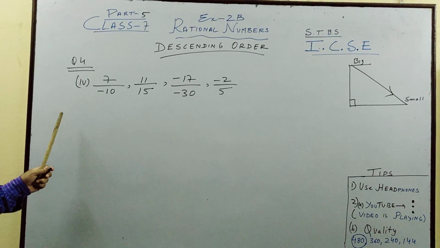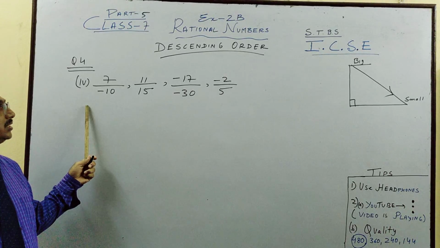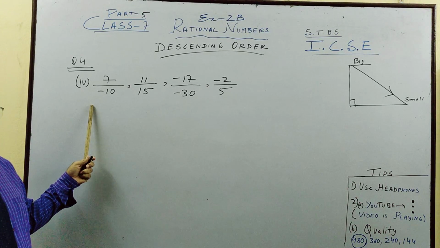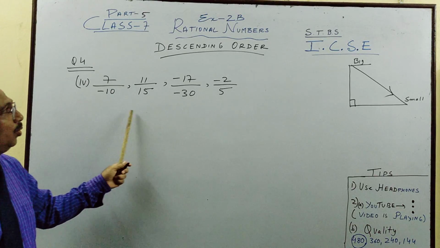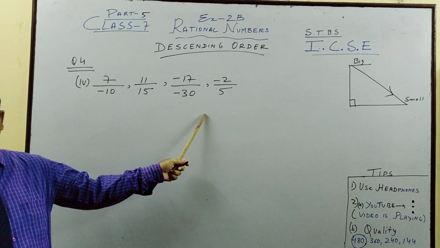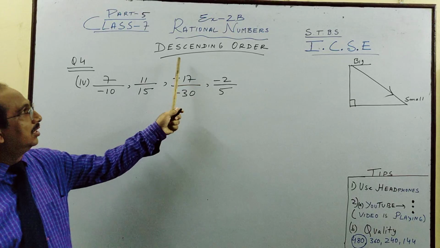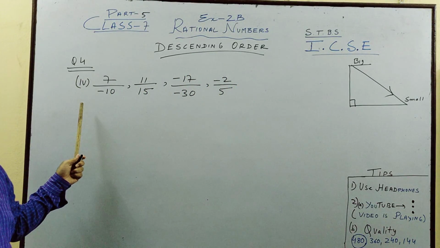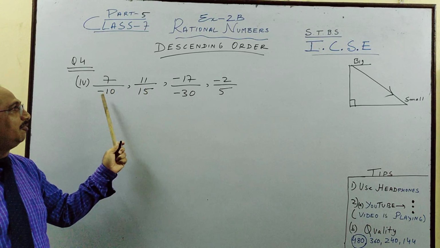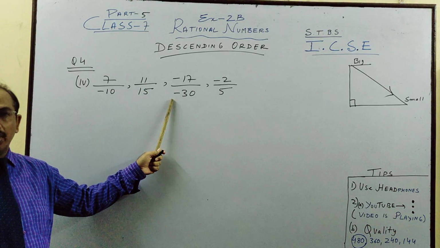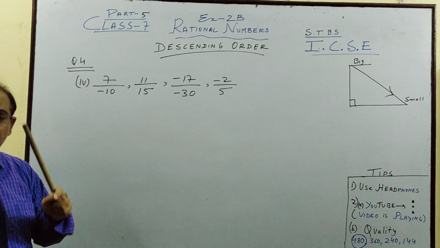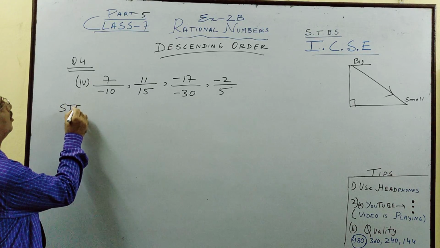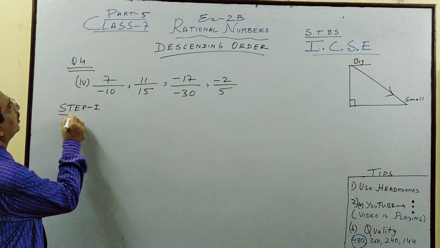So now we move on to the last sum of this exercise. This is a little harder, one of the hardest sums. So please see how I am going to put all these four rational numbers in descending order, from big to small. As compared to the previous question, here I have two denominators with minus. So first I have to convert the negative denominator into a positive denominator.